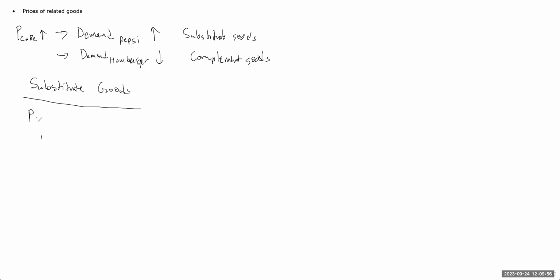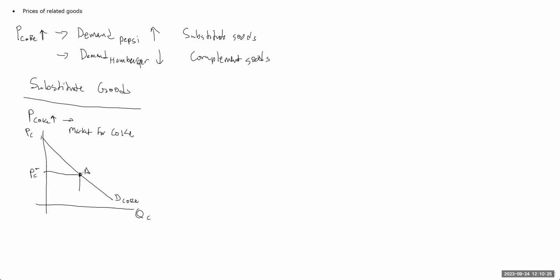So let's say the price of Coke increases. Okay, then we could draw what happens to the Coke market. This is the market for Coke. Here's the price of Coke, quantity of Coke, and remember we have this demand curve for Coke. So what happened is we're at point A, some equilibrium, where this was the price and this was the quantity of Cokes drunk. Okay.